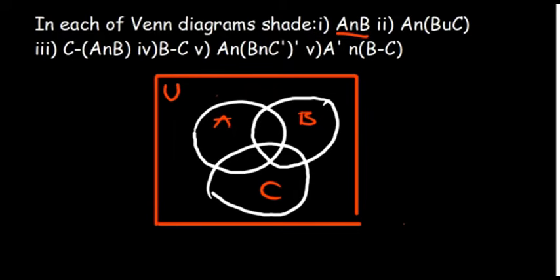So we have our A intersection B there. So what does that mean? That requires us to shade the region that is common between A and B. So if you are to shade that region, what you're going to have is this part, because that is the region that is part of both A and what?